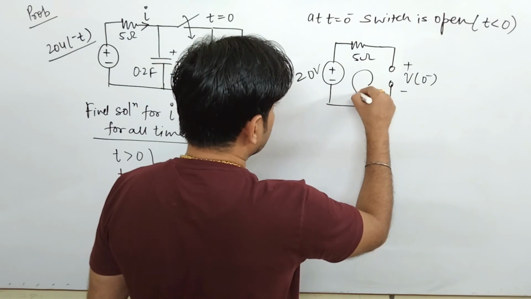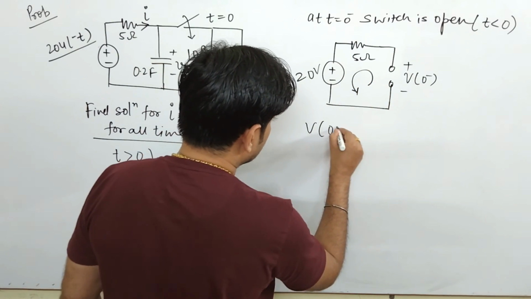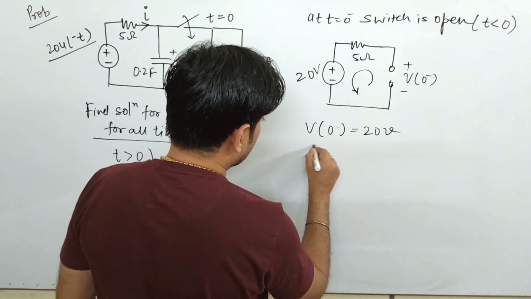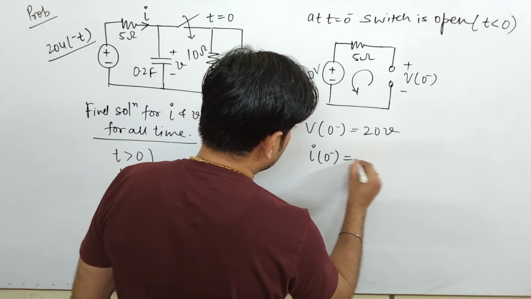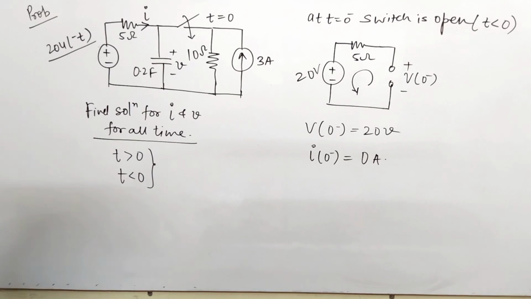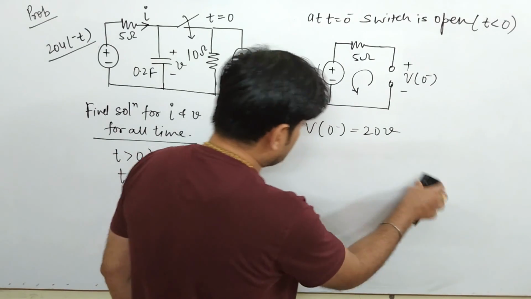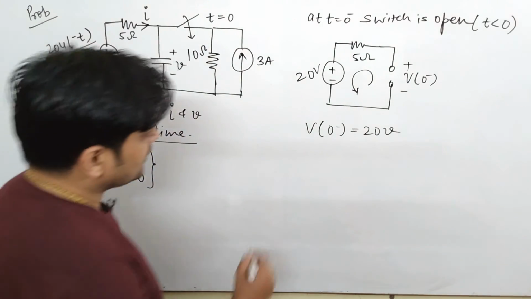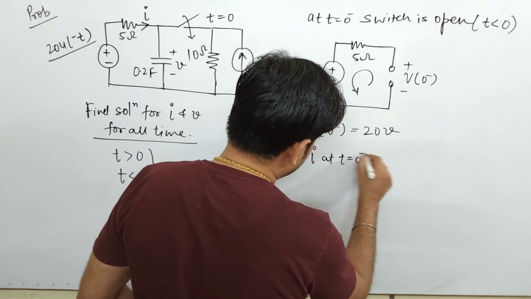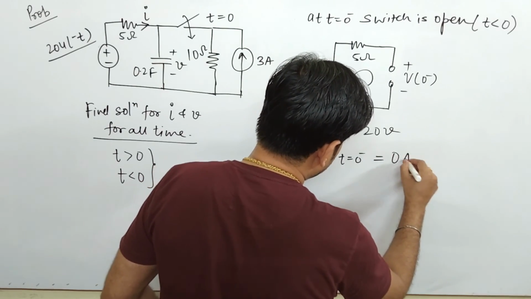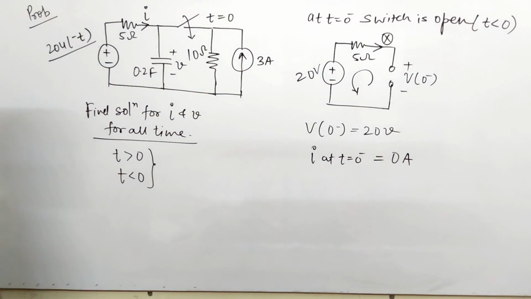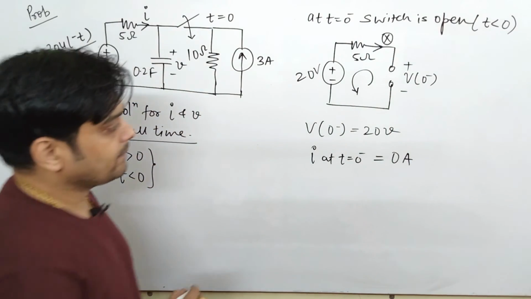From here, if you apply one KVL, the value of V0 negative is 20 volt. But if you talk about the current I, the current I at t equal to 0 negative is 0 ampere. Why? Because no current will flow here. So I at t equal to 0 negative is 0 ampere.